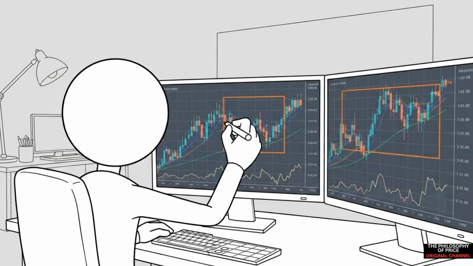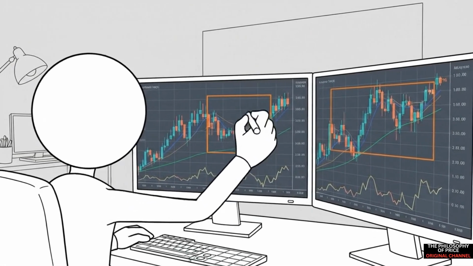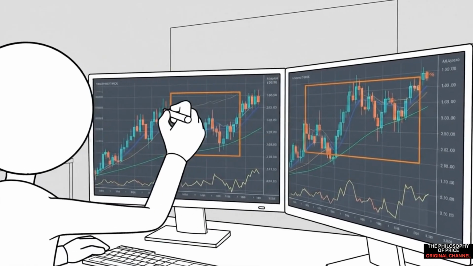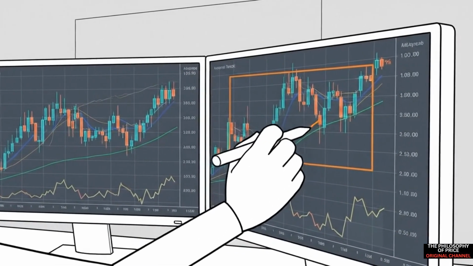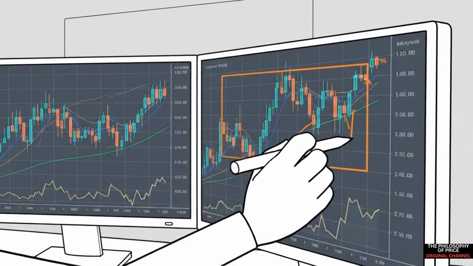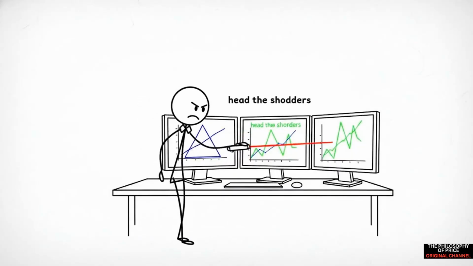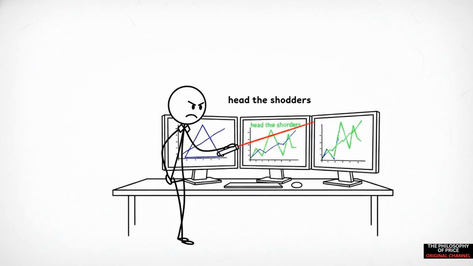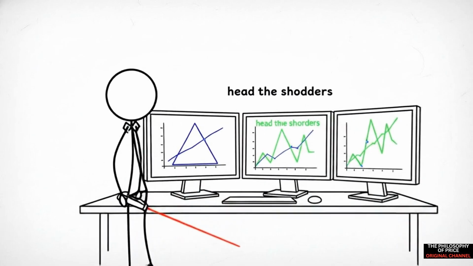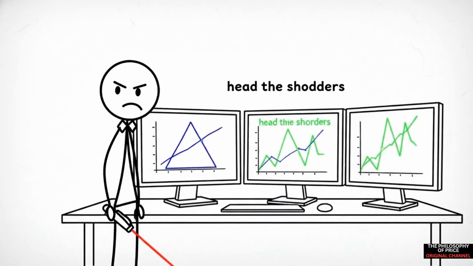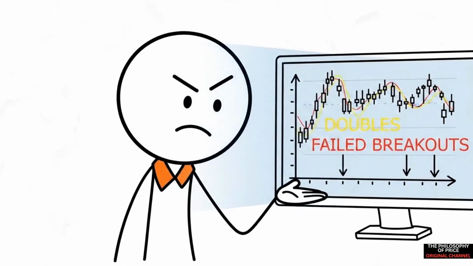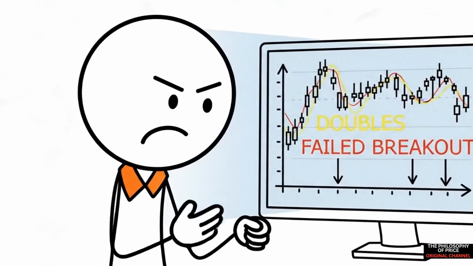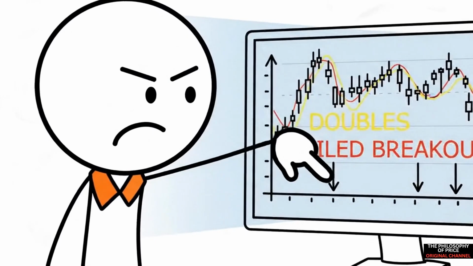For instance, flags represent expansion, followed by a controlled balance, then continuation. Rectangles signify balance, then acceptance, and finally price discovery. Triangles illustrate a tightening balance with pressure against a boundary, culminating in resolution. Head and shoulders patterns indicate exhaustion, a failed continuation, and then a reversal. Doubles show a failed extreme, followed by acceptance in the opposite direction.